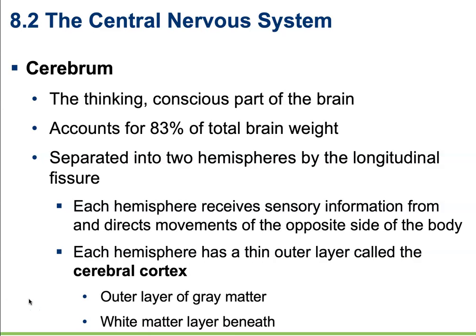White matter, on the other hand, consists mostly of myelinated axons. This is going to allow for communication between various areas of the brain, also between the brain and the spinal cord. The corpus callosum is going to be a band of white matter that connects the 2 cerebral hemispheres. So it's going to run sort of right down the center and allow for communication across both hemispheres of the brain.